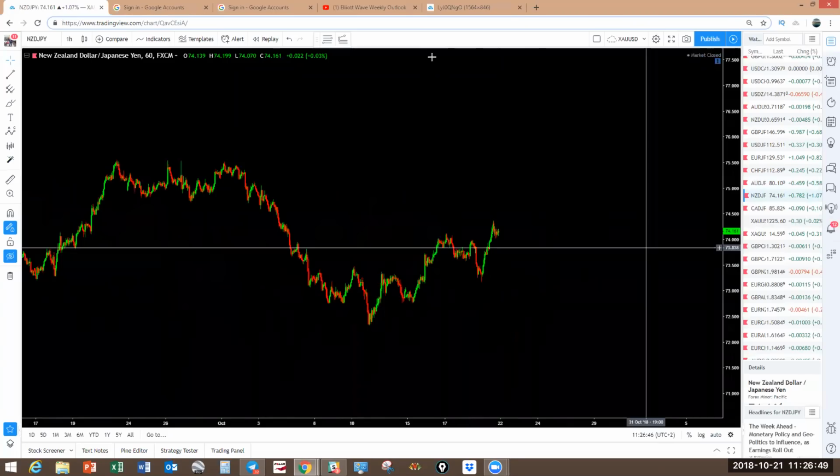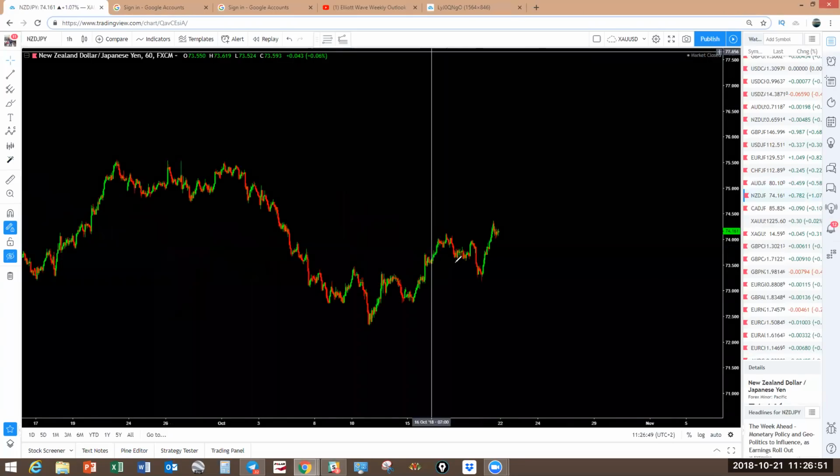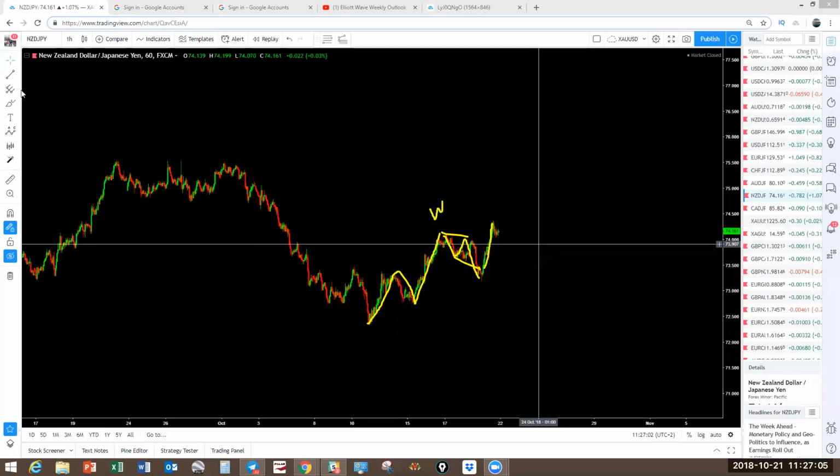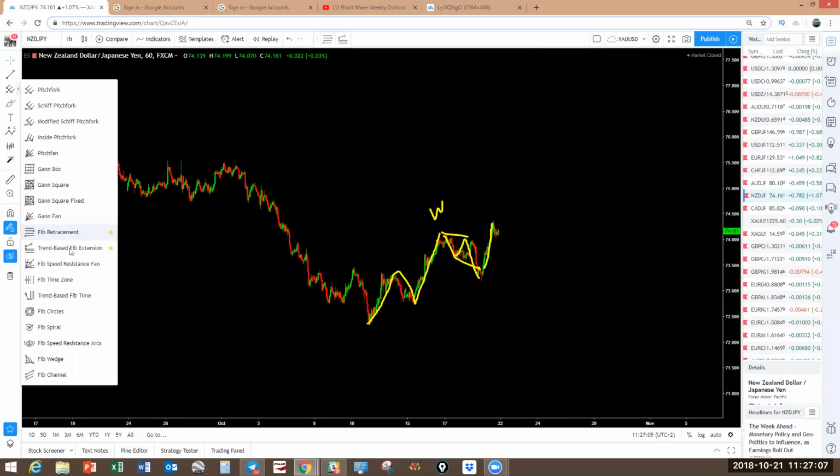Okay, so it will be interesting to see because Audi and New Zealand are supposed to go in the same direction, but as far as this is concerned here, we've got a 3-wave move up, we've got a 3-wave pullback, we've got a single wave up. This looks like it's giving us one of those trades. Let's just check something here.